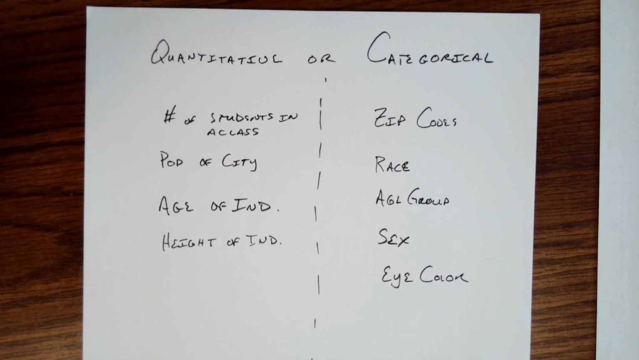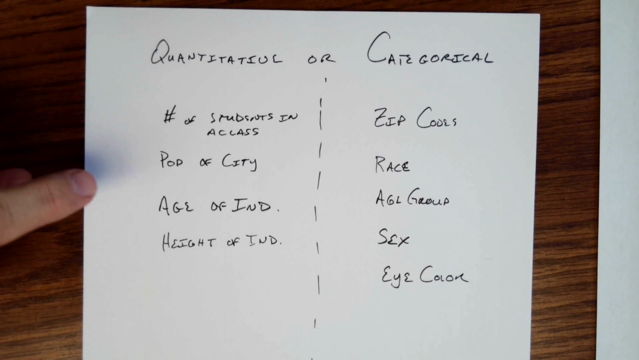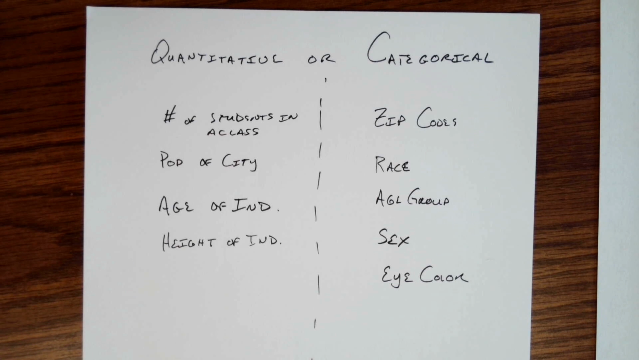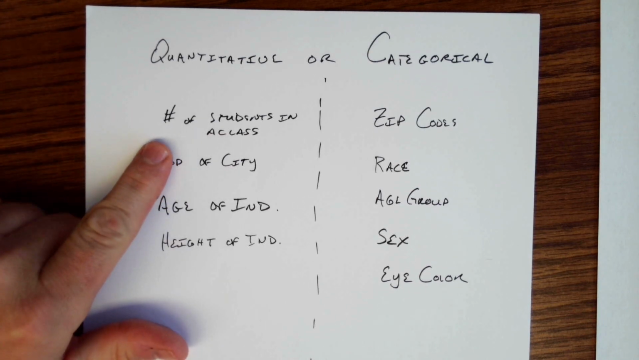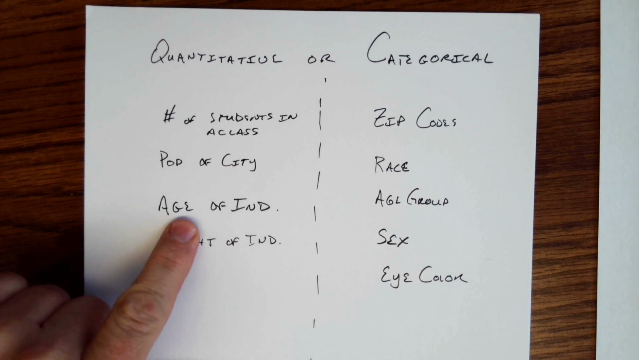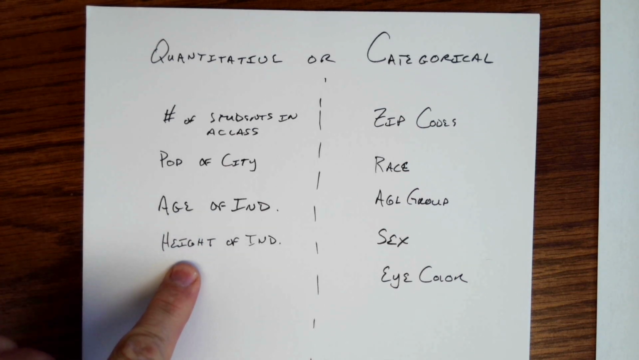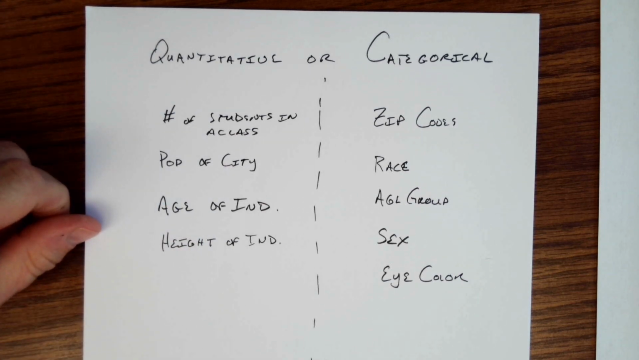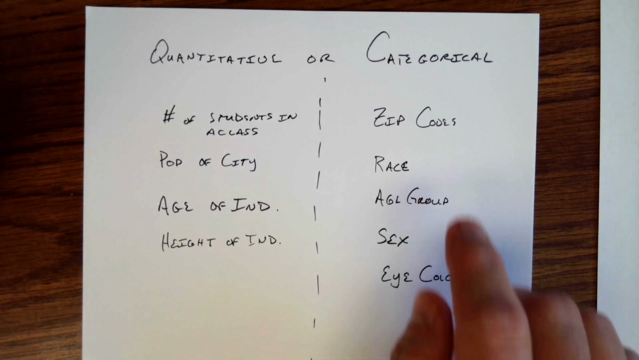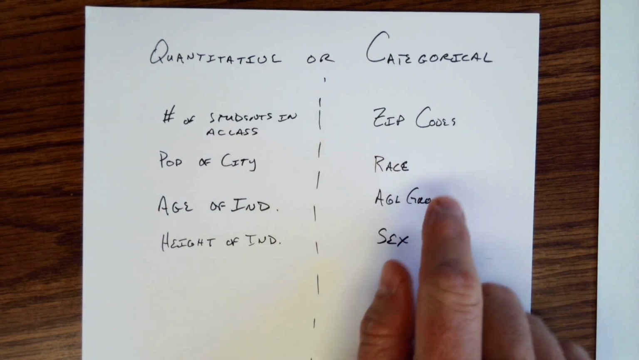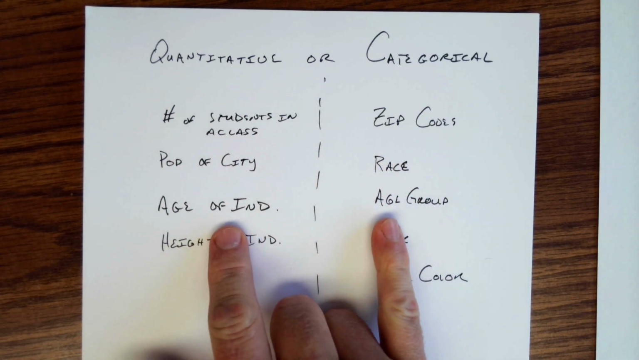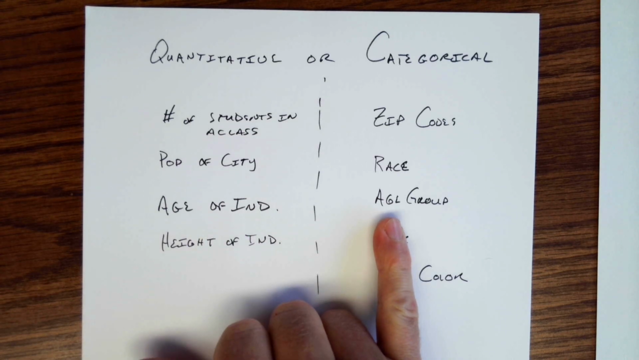So to start with, quantitative data. The idea here is this is something that we can count, in terms of there's some type of measurement involved. So for instance, the number of students in a class, the population of a city, the age of an individual, height of an individual, the weight, things like that. Those are all quantitative pieces. They're measurements of some sort, as opposed to a category, which would be like a zip code, race, an age group.